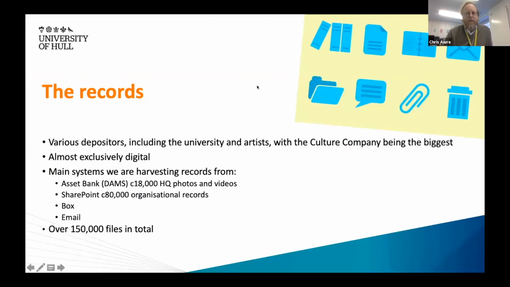So just to look at the records itself: various depositors, the university, artists, the culture company, which was the body that oversaw the year, as I said, almost exclusively digital, and a large number of photos and videos. And then we're also archiving the organization records of the culture company, which is 80,000 of those. And then we have box files, email files. So not a vast archive, but a substantial archive in terms of the number of files and the amount of storage space and need to process it as an archive.